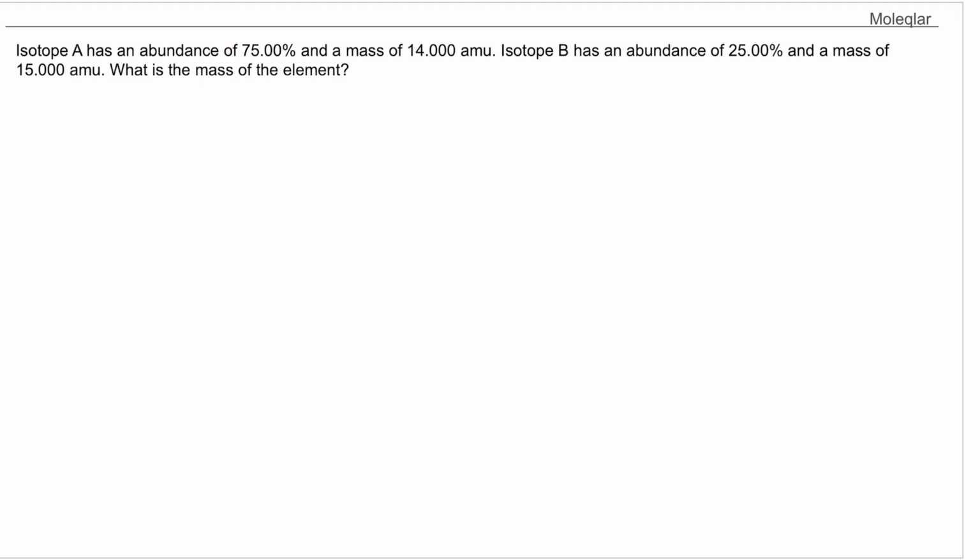So we have reviewed what an isotope is. If you want to see the lesson, you can look at the description below. But what we're going to look at is a simple calculation to determine average mass. Now, the mass that you see on the periodic table for all the elements, that is the average mass.